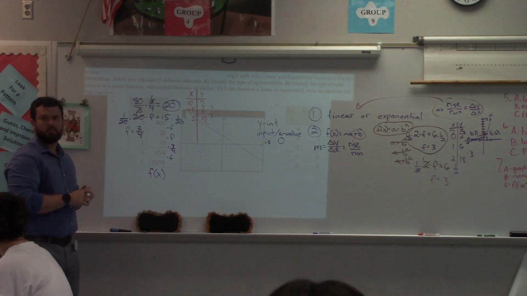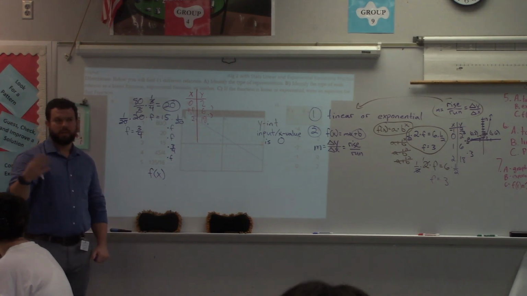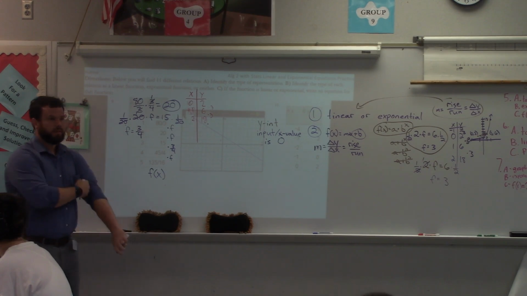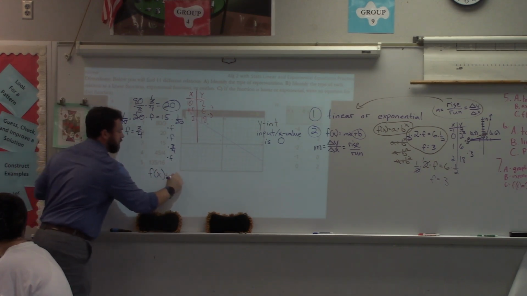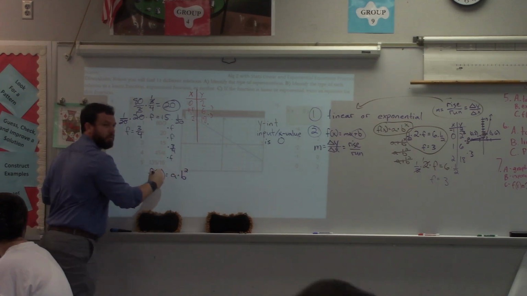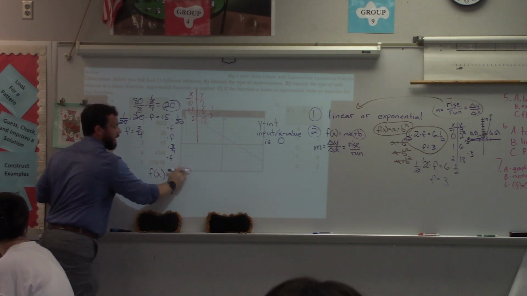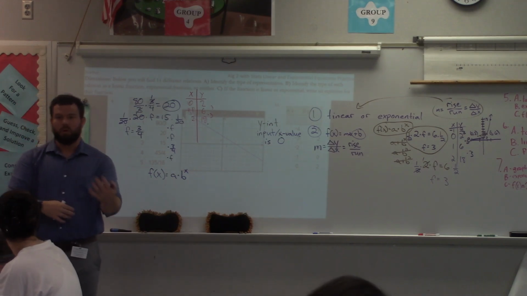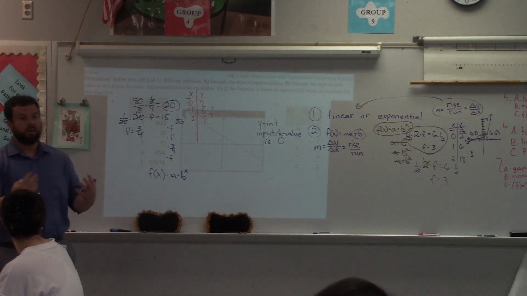We said it's what type of function, by the way? Exponential, so what equation do I need to use? A times b to the x. Is it only multiplied by b 2 times? No, it needs to be in x. I'm starting at a and I'm repeatedly multiplying by b. I don't know how many times.